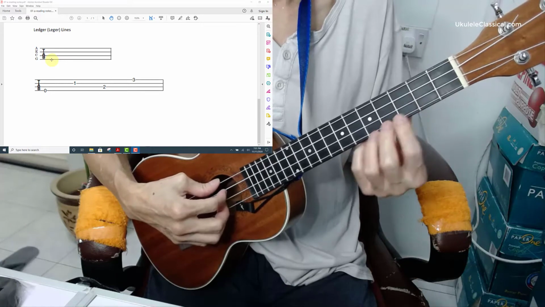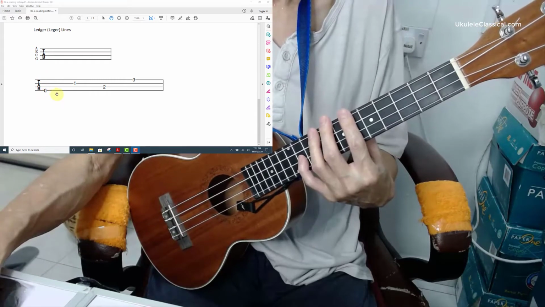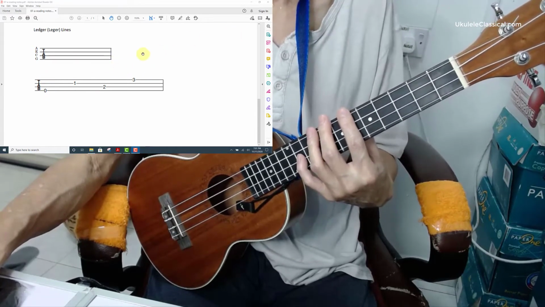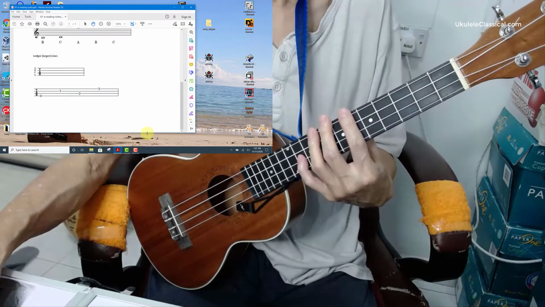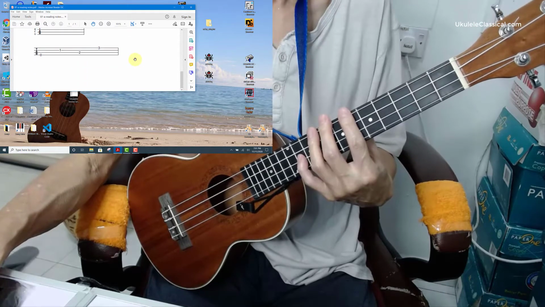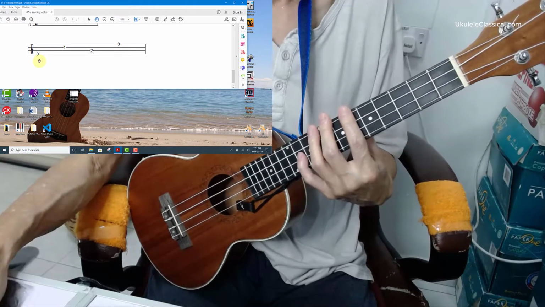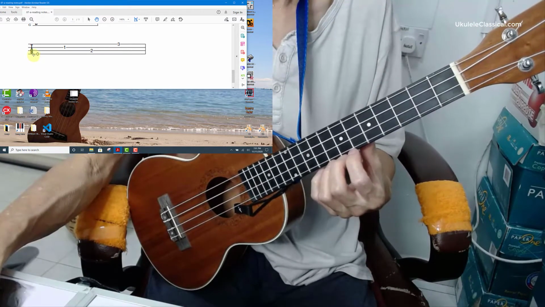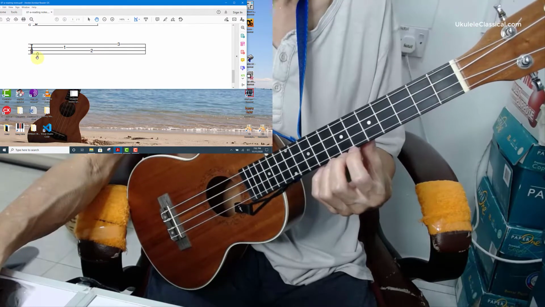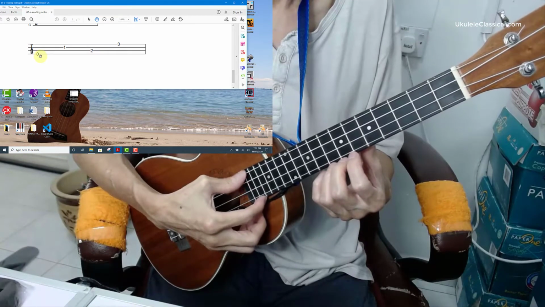Then to denote which fret we need to press, we use numbers. Down here we can see the number 0, which refers to open string. So this would indicate 0 on the fourth string. 0 on the fourth string means you don't press. You just play open string.